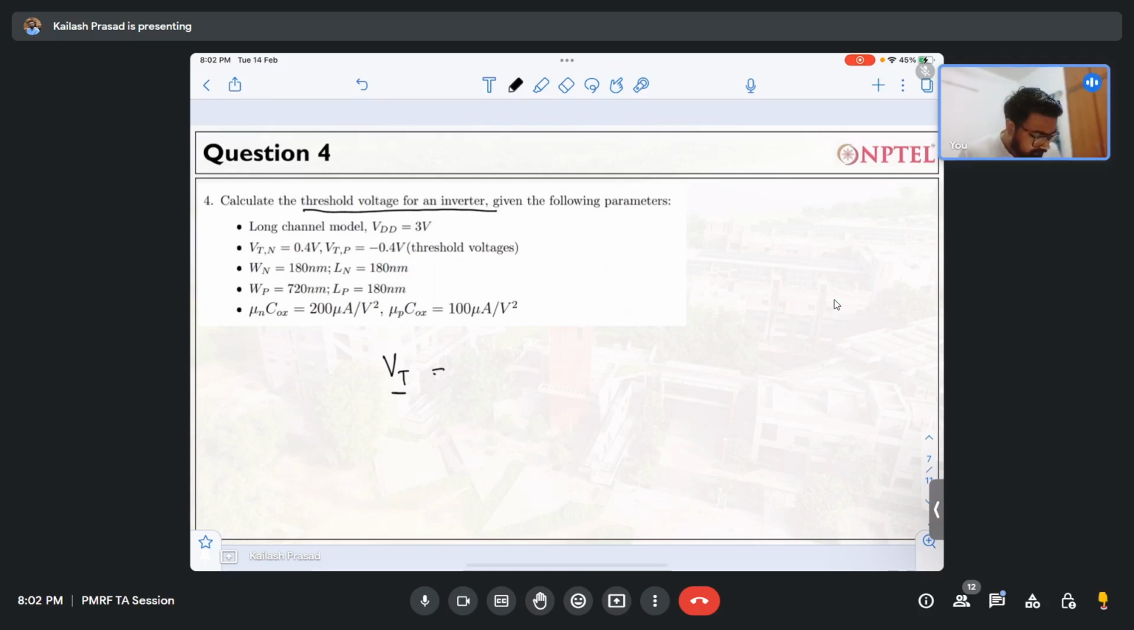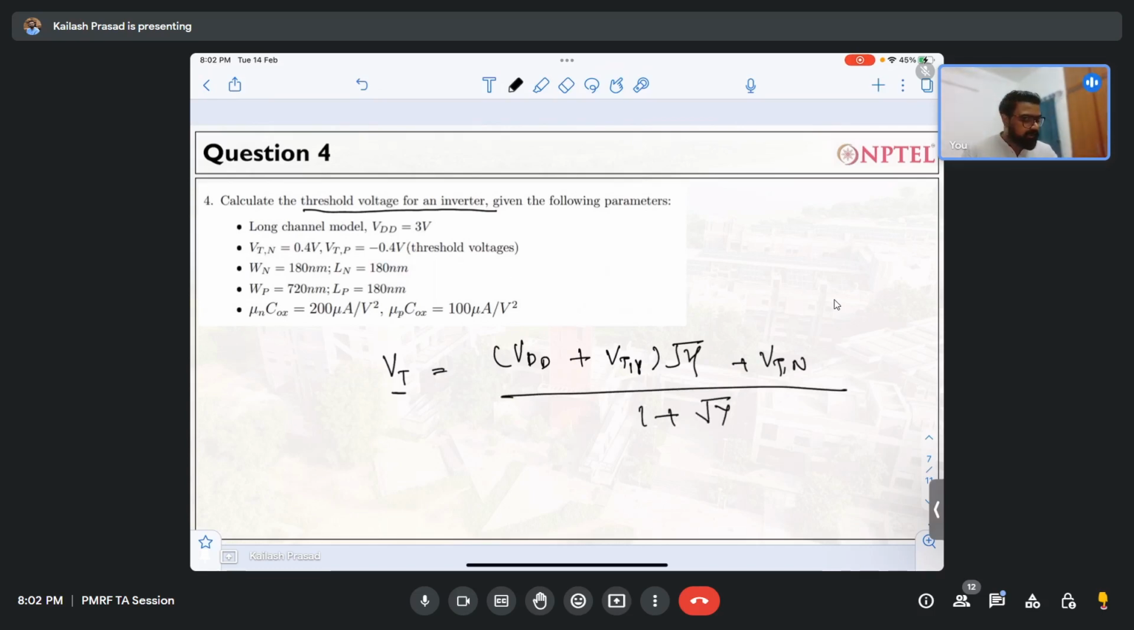If you don't remember, I will obviously say. So this will be VDD plus VTP, then under root gamma times VTN, upon 1 plus root gamma, where gamma is beta p by beta n. Everybody agrees with this formula? So this is the formula of VT, the threshold voltage of the inverter, or the point at which the inverter trips.